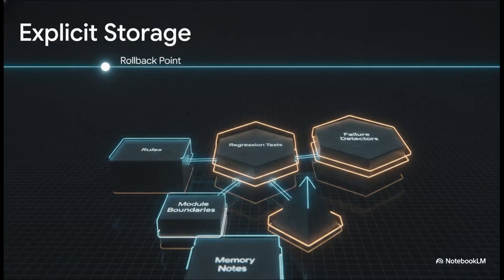So how does heuristic learning fix this? By totally changing the storage medium. Instead of sharing that one crowded space, old capabilities are preserved explicitly. Successful behaviors become concrete rules. Boundaries are set up to isolate one skill from another. Failed paths become actual failure detectors. And crucially, we get regression tests and rollback points.